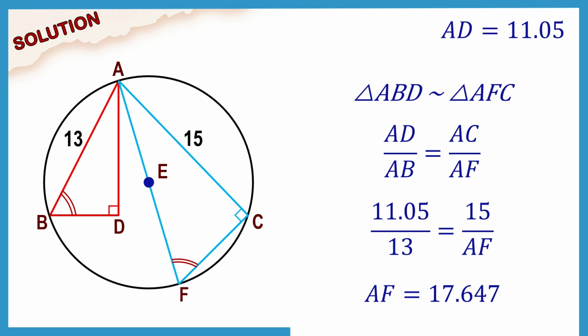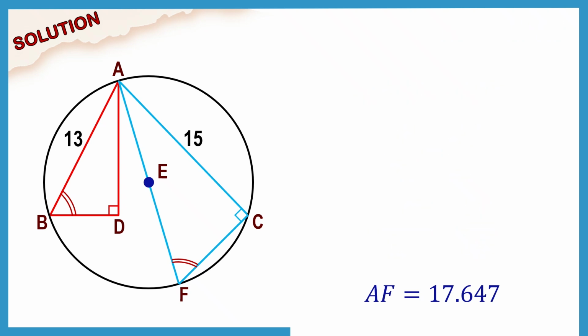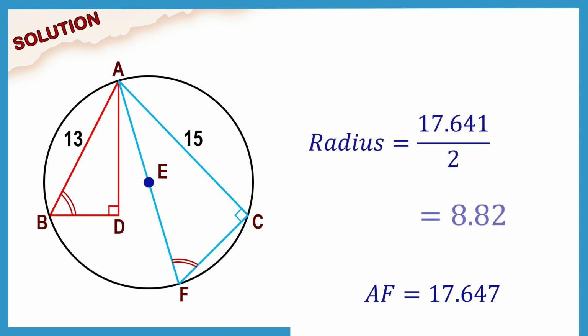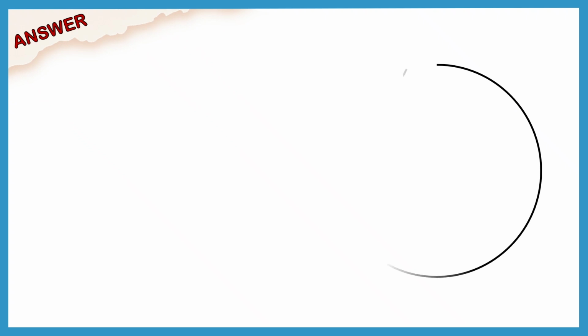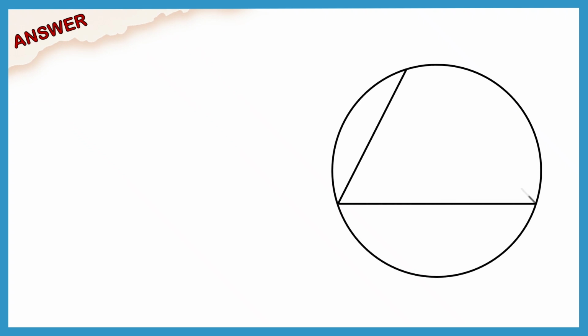Since AF is the diameter, the radius is simply half of AF. Therefore, the radius of the circle is approximately 8.82 units. What makes this problem beautiful is that the difficult looking circle disappears once we identify the hidden diameter.